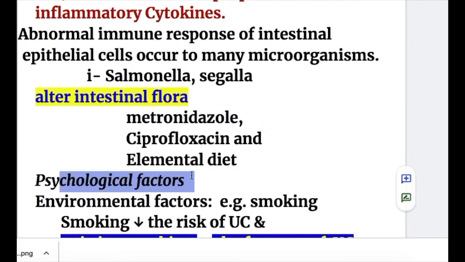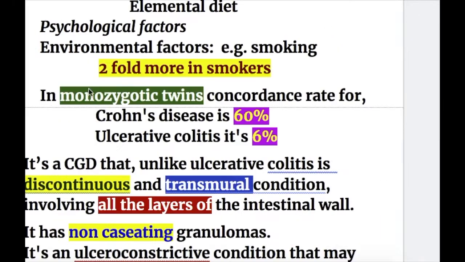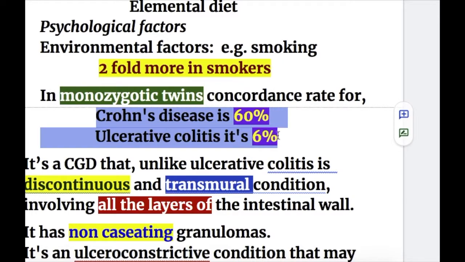Psychogenic factors may also cause Crohn's disease, and among environmental factors, for example, smoking causes a twofold increase in Crohn's disease. In monozygotic twins, the concordance rate for Crohn's disease is 60%, and that for ulcerative colitis is 6%. So smoking causes a twofold rise in Crohn's disease, and in monozygotic twins, it's 60% in Crohn's disease.